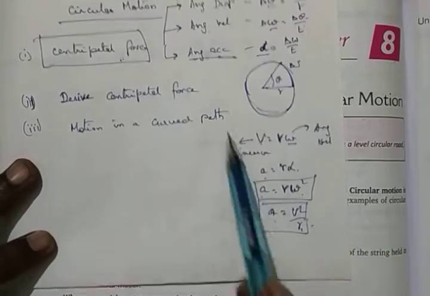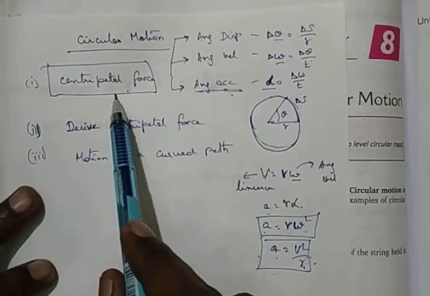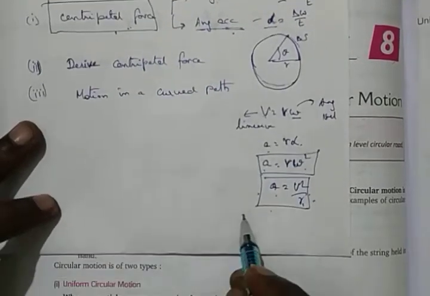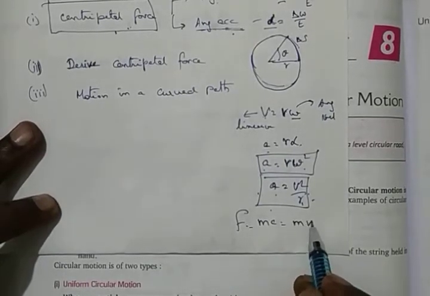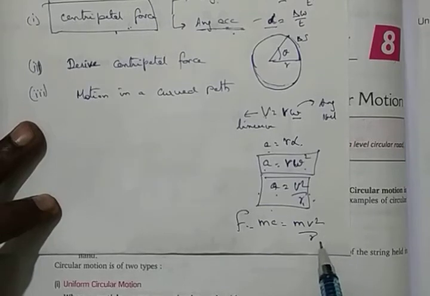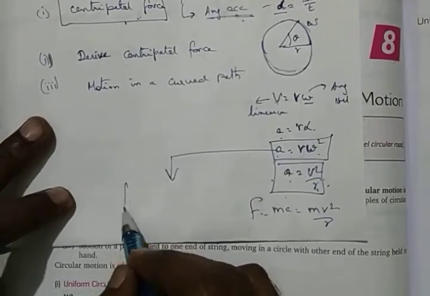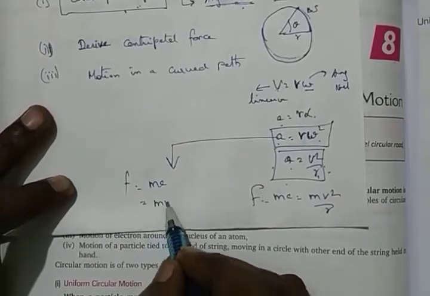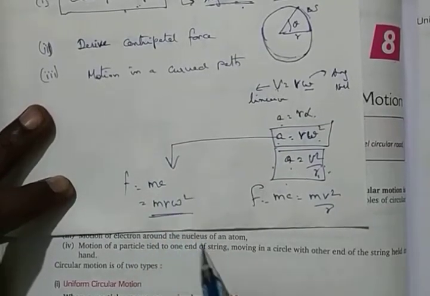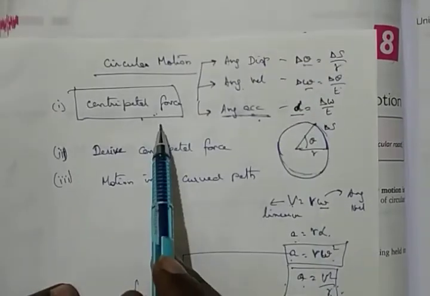Because of the centripetal acceleration, you can find out centripetal force. So what is centripetal force? Centripetal force is equal to M into A, which is equal to mv square by R. You have this formula mv square by R, and also if you want to write in this pattern, F is equal to M into A, which is equal to m R omega square. You can write it this way also, that is force.